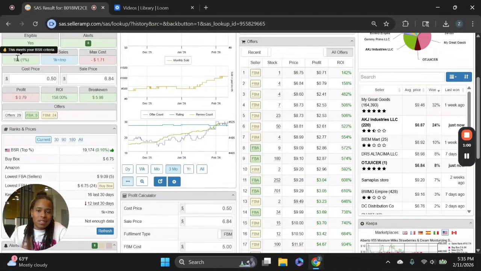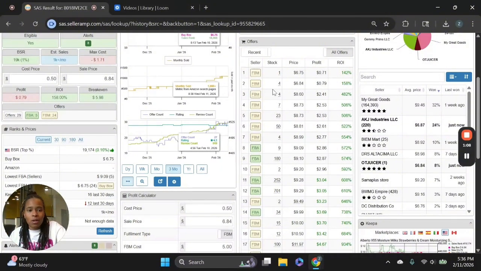BSR stands for best sellers rank. Typically you want to stay under 100K. If for any reason you have a product and it's over 100K, make sure you just fact check everything. Make sure the product actually sells and make sure the buy box is rotating if there is a buy box.